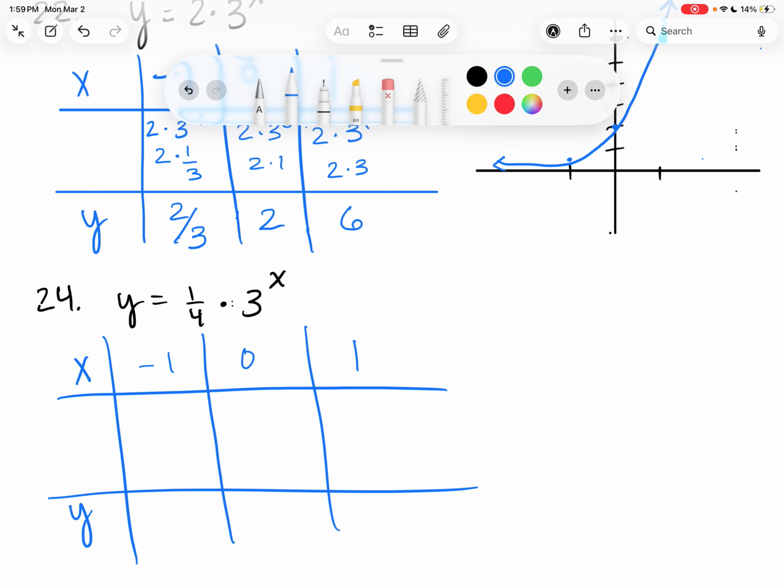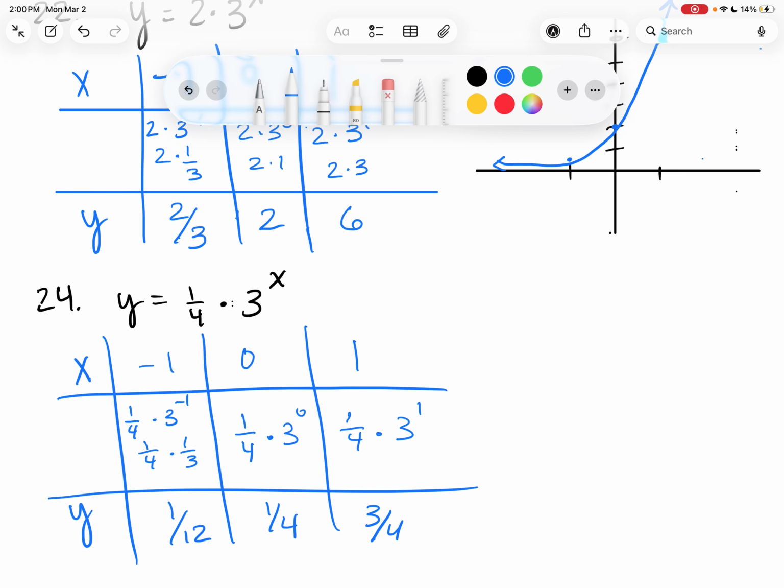So I've got 1/4 times 3 to the negative 1. 3 to the negative 1 is? 1/3. So this is 1/4 times 1/3, which is 1/12. And then I've got 1/4 times 3 to the 0, so 1/4 times 1, which is 1/4. And then I've got 1/4 times 3 to the 1, which is 3/4.